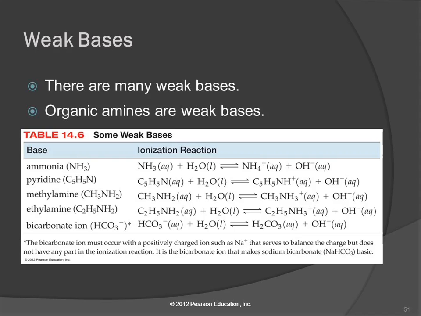So these are examples of some weak bases. And we see that when they react with water, we definitely do have this double-headed arrow. This is an equilibrium, meaning we've got this reaction going both ways. And generally it assumes that we have a significant concentration of reactants and products. But again, that all depends on the equilibrium constant.